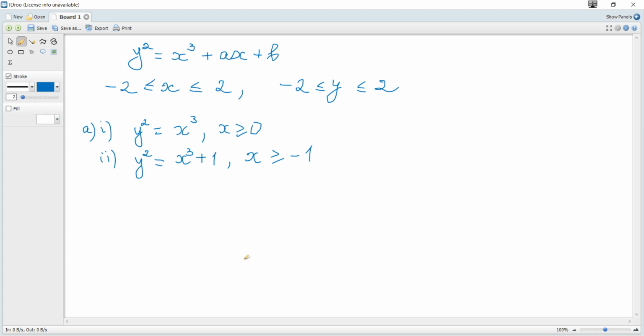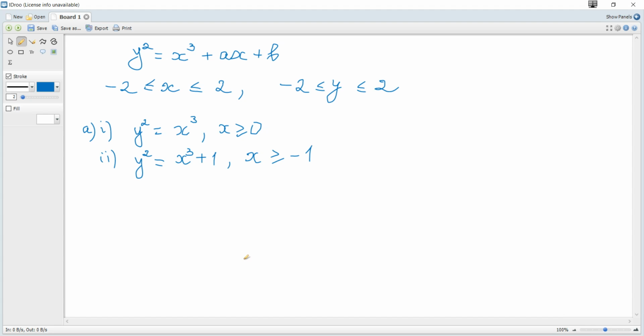This question asks you to explore properties of a family of curves of the type y squared is x cubed plus ax plus b for various values of a and b, where a and b are natural numbers. A. On the same set of axes, sketch the following curves for x between -2 and 2 and y between -2 and 2, clearly indicating any points of intersection with the coordinate axis.